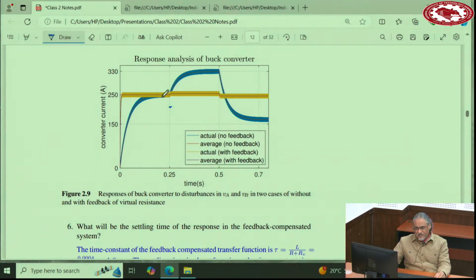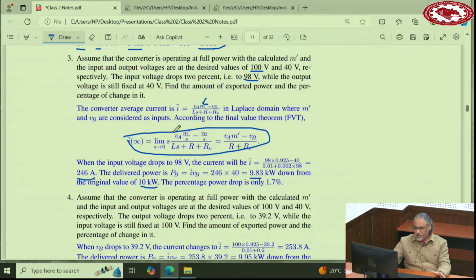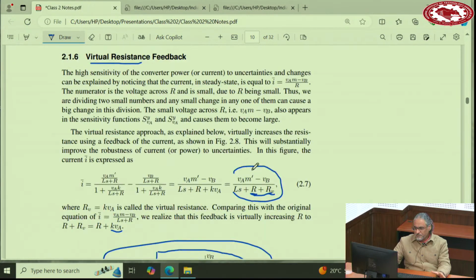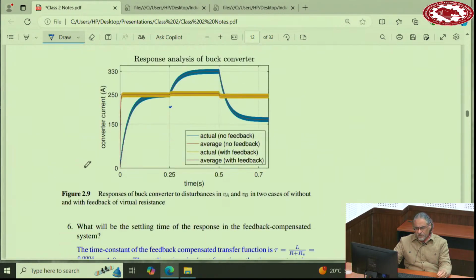The yellow one is the case that now you have virtual resistance. How much? 20 times, the one that we did in the simulation. So first of all, we realize it becomes much faster. And that's something we did not talk about. The reason it becomes faster: if you look at this transfer function, either here or here, the time constant of this transfer function is L divided by R plus RV. So once you increase RV, the time constant also goes down. Something that we did not start with, but we also get that advantage. So the response becomes faster.